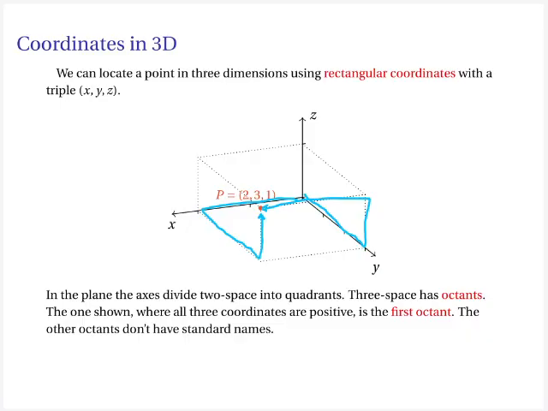Okay, in the plane, the axes divide space into the quadrants: first quadrant, second quadrant, third quadrant, and fourth quadrant. 3 space has octants. There's 8 of them. 4 above the xy plane and 4 below. The one shown where all 3 coordinates are positive is the first octant, but the other octants don't have standard names. Nobody ever says the third octant. There's no sort of convention for what those are.